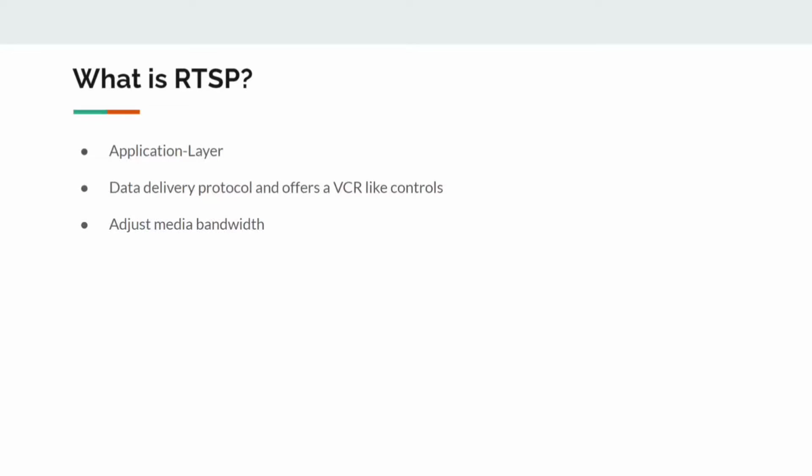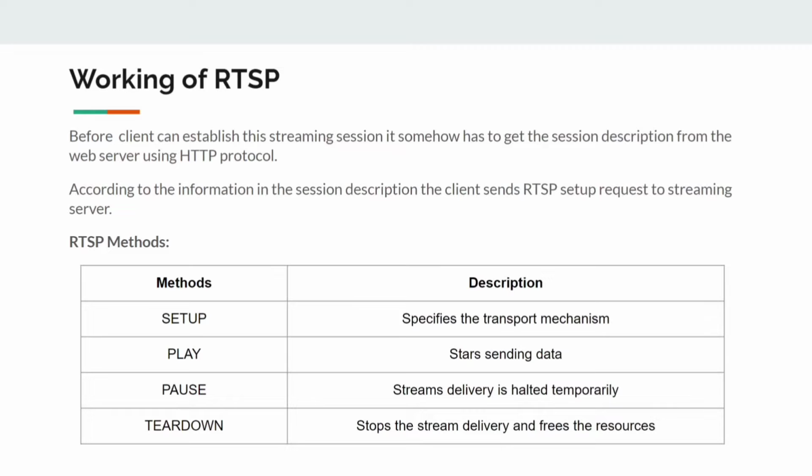Now what is RTSP? RTSP, Real-Time Streaming Protocol, is an application layer protocol designed for multiplexing and packetizing multimedia transport streams over a suitable transport protocol. It uses RTP as the underlying data delivery protocol and offers a VCR-like control to the user interface, like play, pause, stop, etc. RTSP also helps the server to adjust the media bandwidth to the network congestion in order to suit the available capacity.